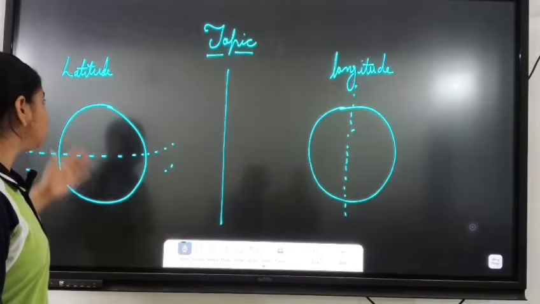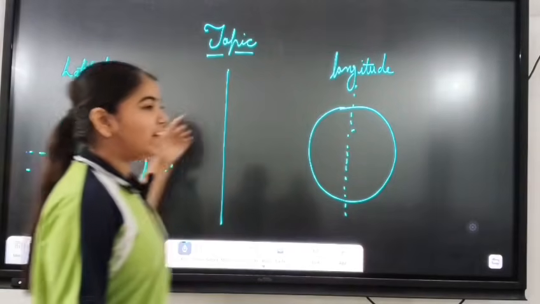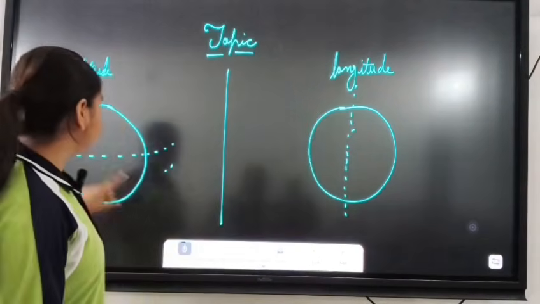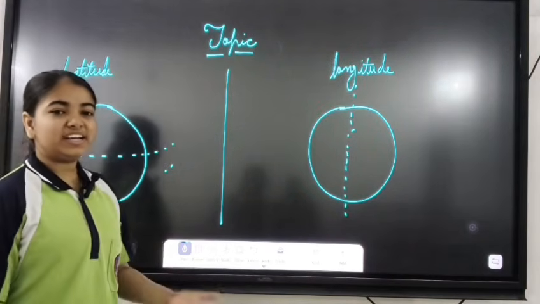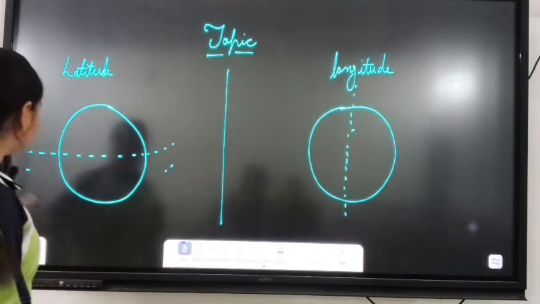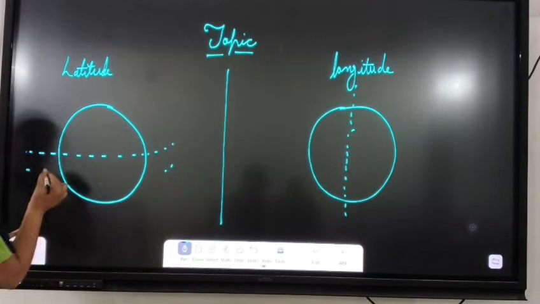Today, I'm here to teach you the topic latitude and longitude. So, firstly, I will tell you about the latitude, how it helps us to determine the various climate zones. So, firstly, what is latitude?